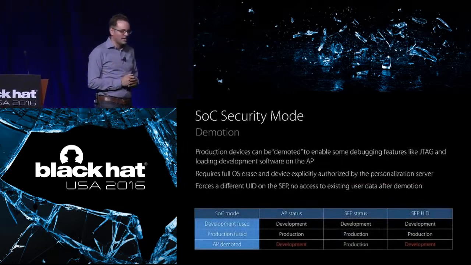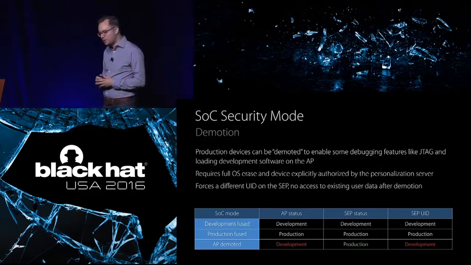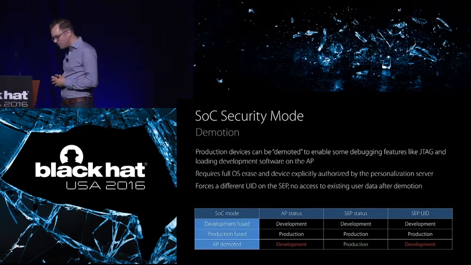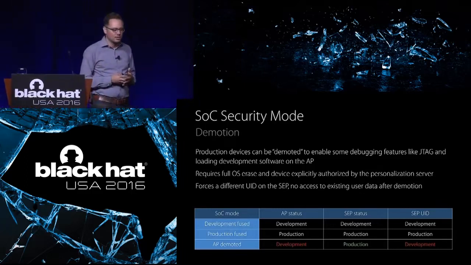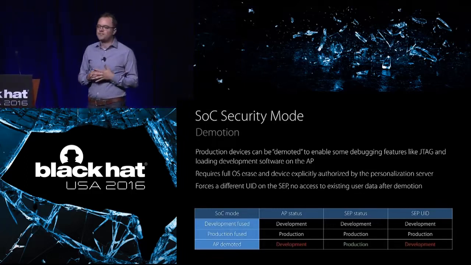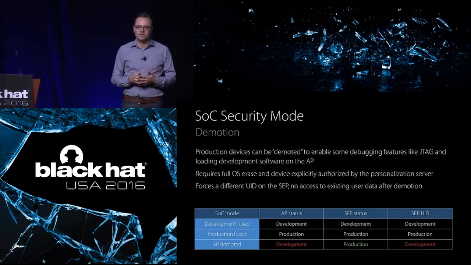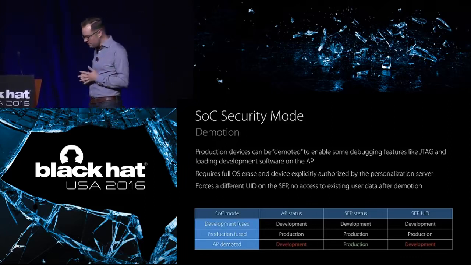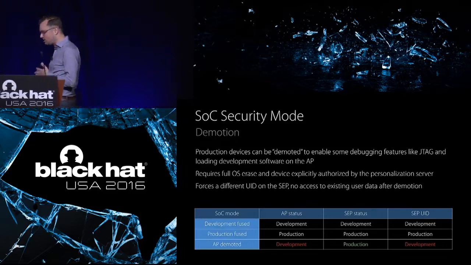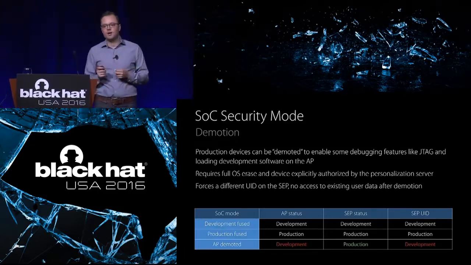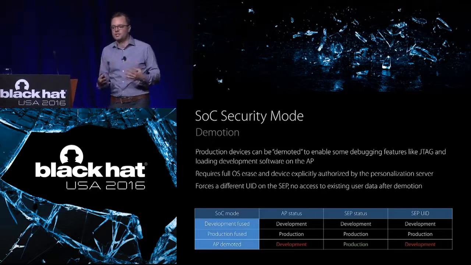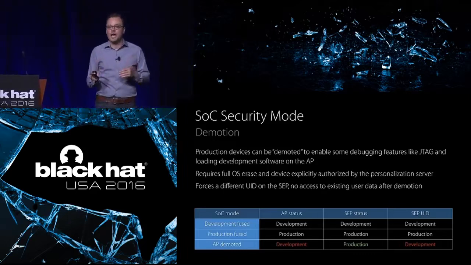There's one more thing I want to call out about this, which is something we call the SoC security mode. We have a feature called demotion. And this is because, if you think about it, we have a billion active devices out there. And we need to have some ability to be able to debug a production device. And so the demotion feature is a way to take a production device and enable some debugging functionality like JTAG and the ability to load development software on the application processor, though not the SCP.